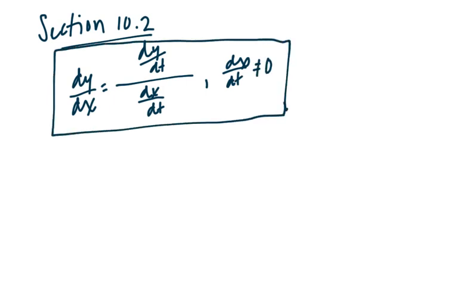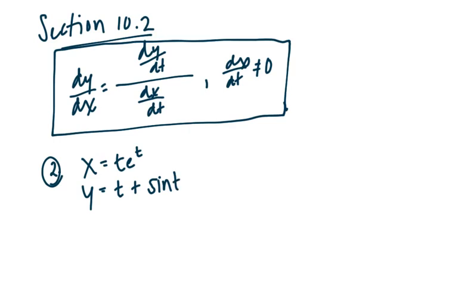So we work with the parametric equation, and this is our formula here. So let's consider the following problem. It's problem number 2. It says x equals t e to the t and y equals t plus sine t. So if we want to find the derivative, dy over dx, first of all, in the numerator we take the derivative of y.